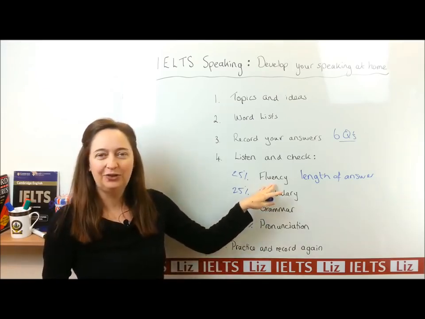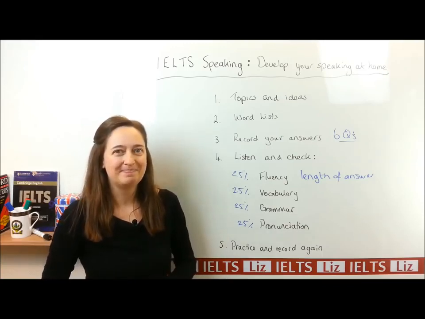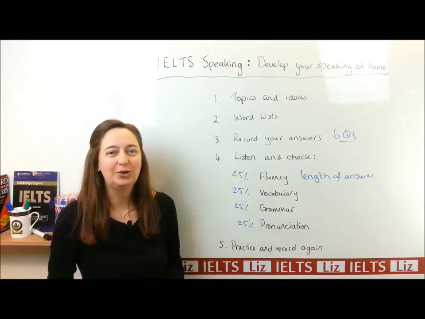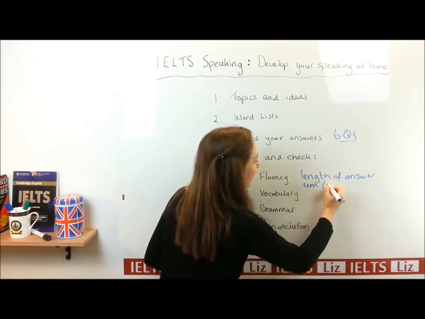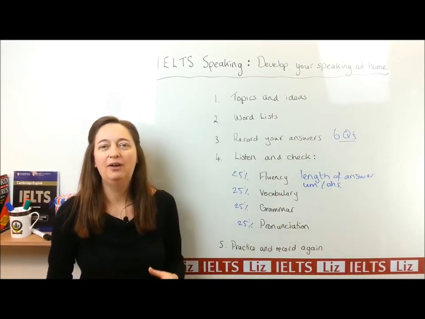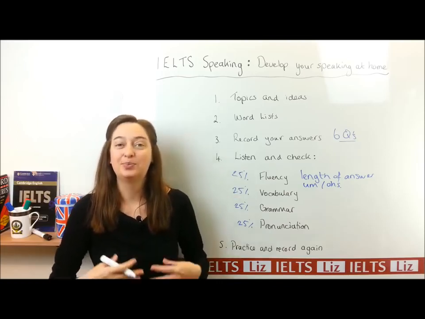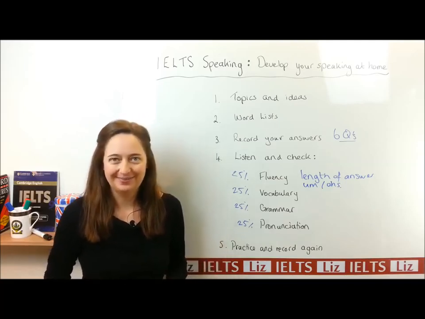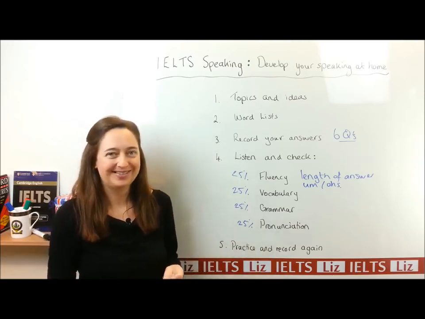Another thing that you can check for your fluency is how many times you say um and er. These are hesitations, and we don't want hesitations in our answer. So you need to check how many that you have. If you have a lot, that's a problem, I'm afraid. And you need to find a way to practice more so that you get rid of the ums and ers.